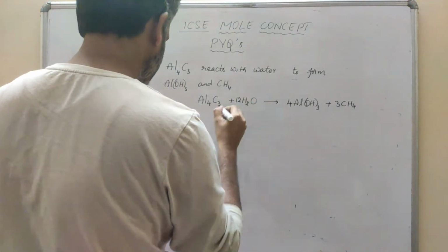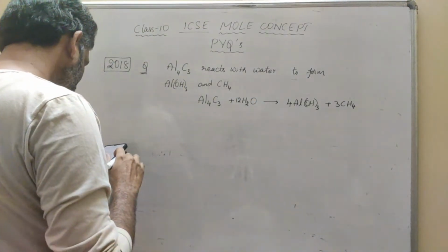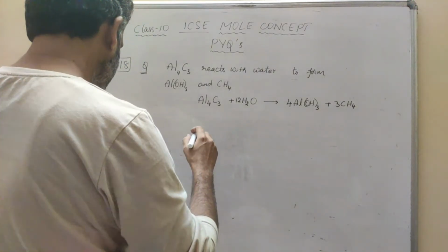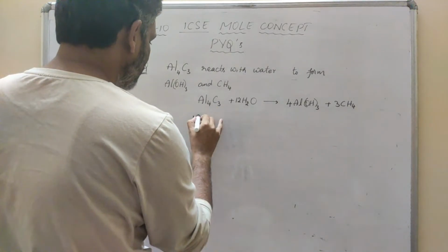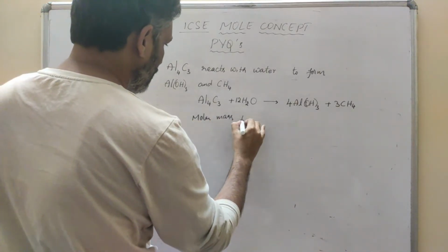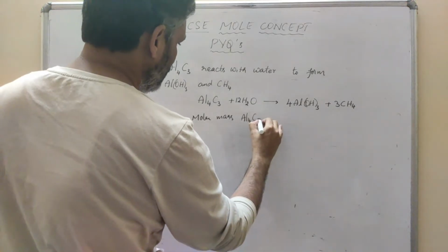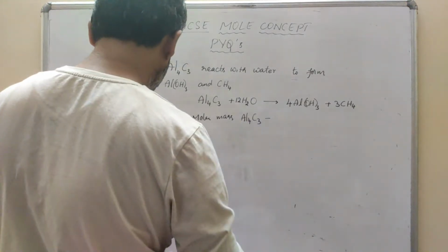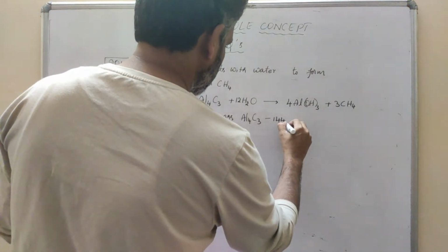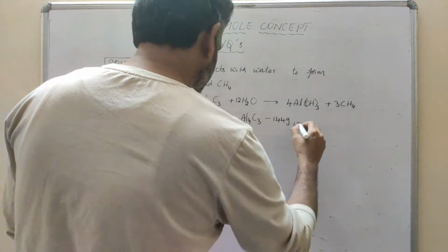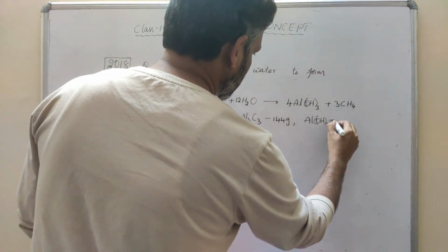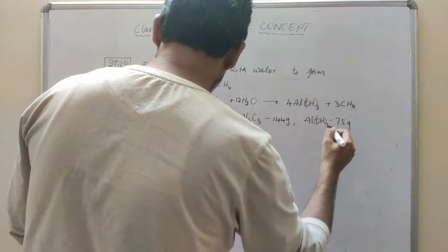Here it is 12. And relative molecular weight is given, that is molar mass. The molar mass of Al4C3, that is aluminium carbide, is given as 144 grams, and for aluminium hydroxide it is given as 78 grams.